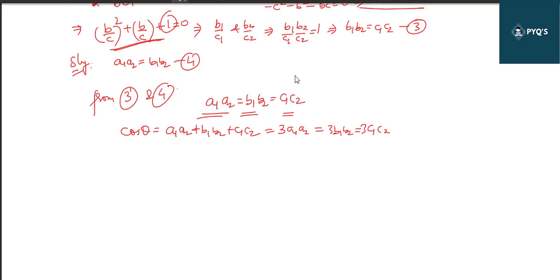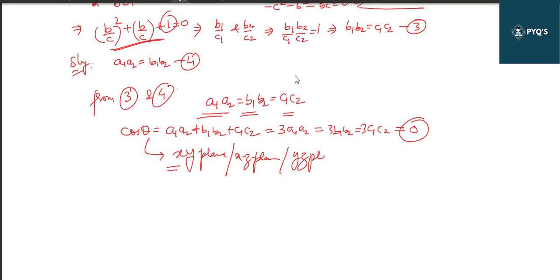So it means it will become 0 if and only if the plane is either the xy plane, or if the line intersects in the xy plane or xz plane or yz plane. So this is the condition when these lines will be perpendicular, otherwise these lines will not be perpendicular. So that is what we have to examine.